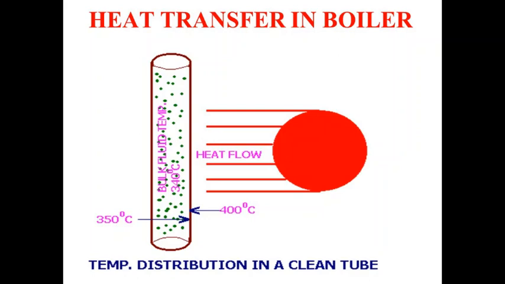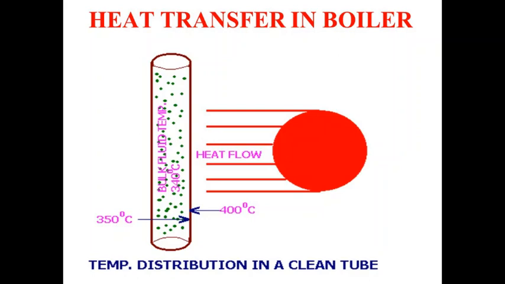Let us now try to understand the process of heat transfer within the boiler furnace and what the impacts of scaling or corrosion, fire side or water side corrosions, are. As you see, within the boiler, when the combustion is taking place, the average temperature available is around 1500 degrees centigrade to 1800 degrees centigrade.